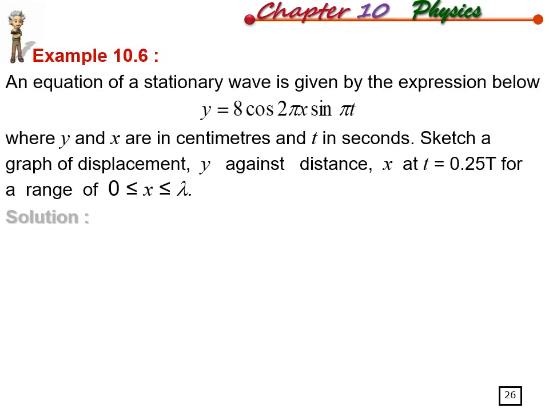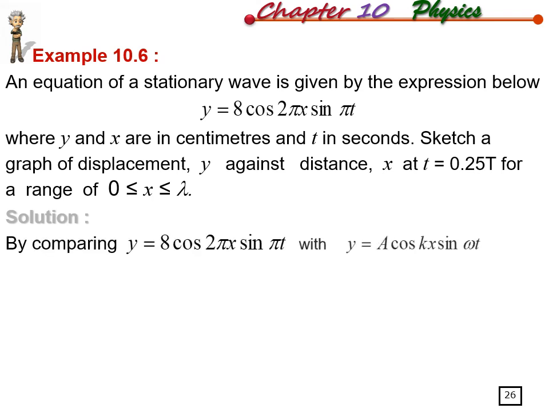Okay, so for example 10.6, you have an equation of a stationary wave given by the expression below: y is equivalent to 8 cos(2πx) sin(πt), where y and x are in centimeters and t in seconds. Sketch a graph of displacement y against distance x, with t given as 0.25 period, for a range of 0 until λ. That means one complete oscillation.